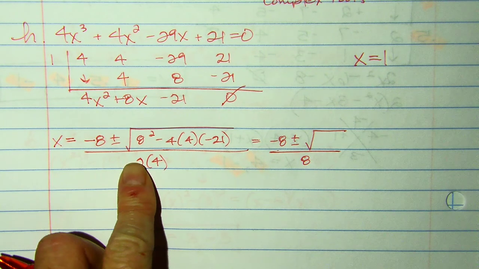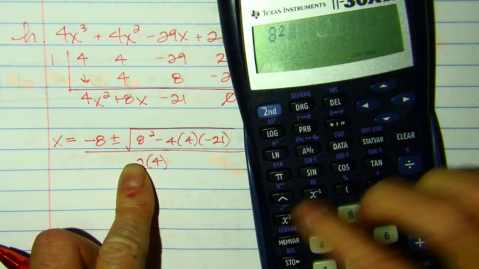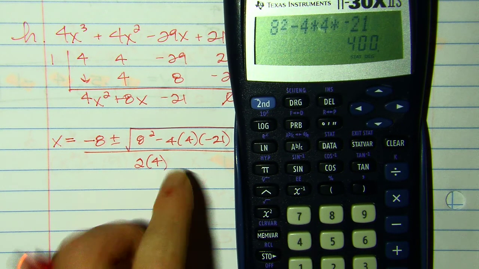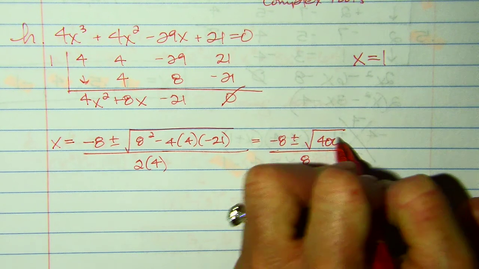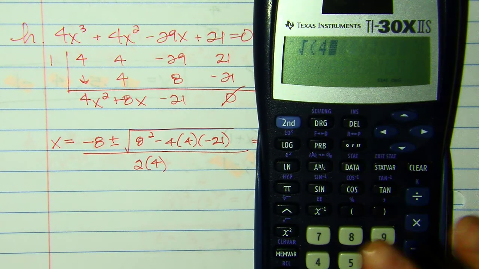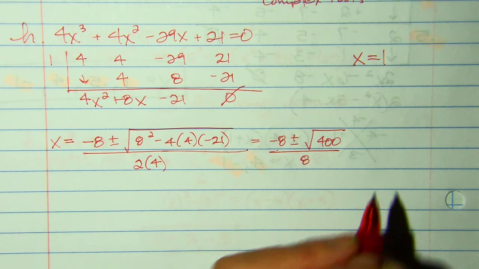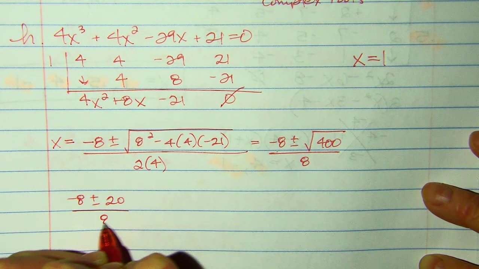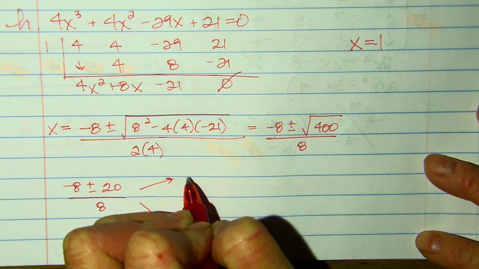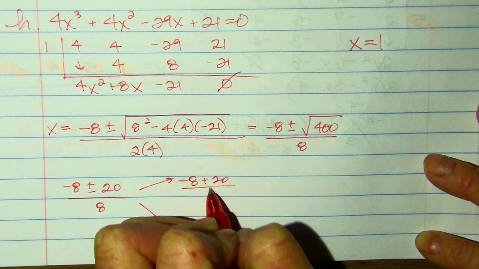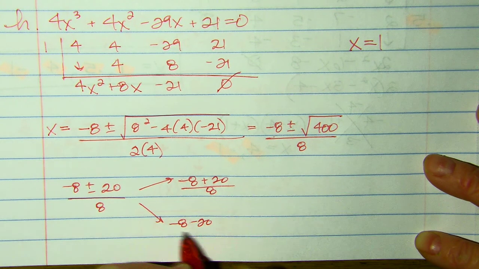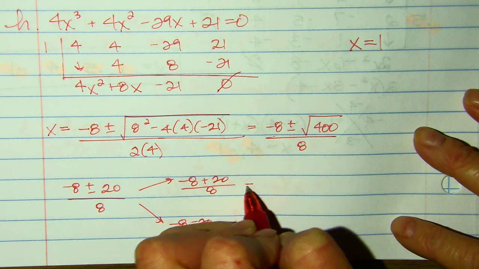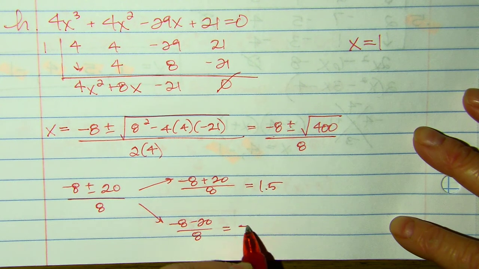And I'm going to figure out what this is. What is 8 squared minus 4 times negative 21? And I get the square root of 400. And if I take the square root of 400, I get 20. So this is negative 8 plus or minus 20 over 8. So let's find our two solutions. Negative 8 plus 20 divided by 8. Negative 8 minus 20 divided by 8. So this gives me 1.5, and this gives me negative 3.5.